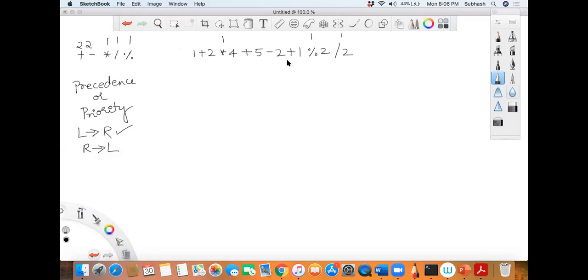So you guys tell me now, among all these star, modulo, and division, which operator is coming first from left to right? Guys, tell me which is coming first from left to right. Okay, it is star, isn't it, guys?